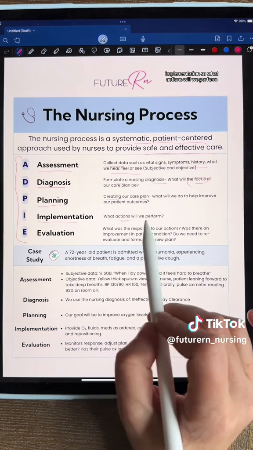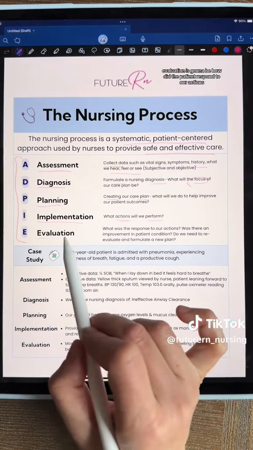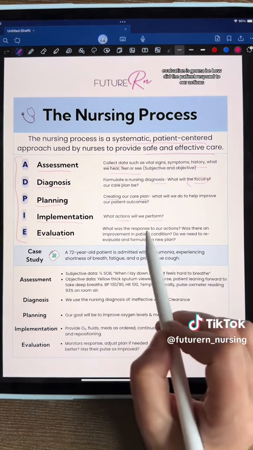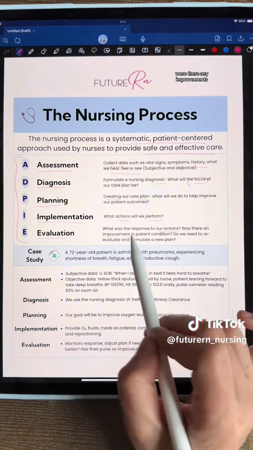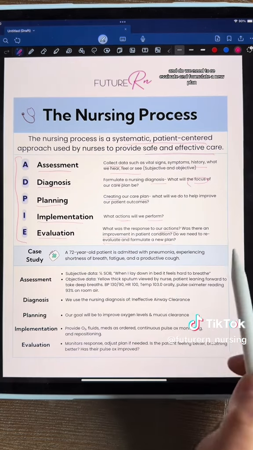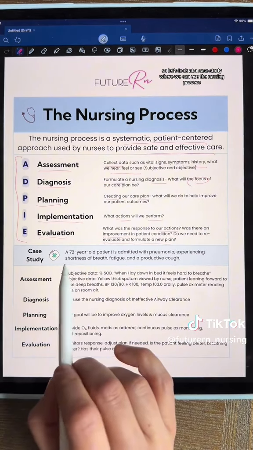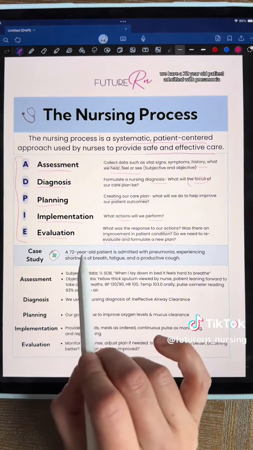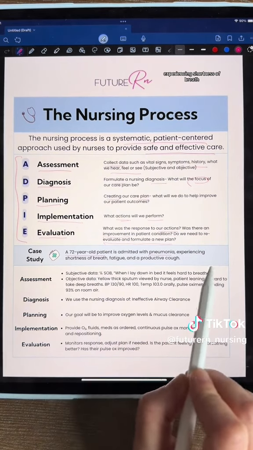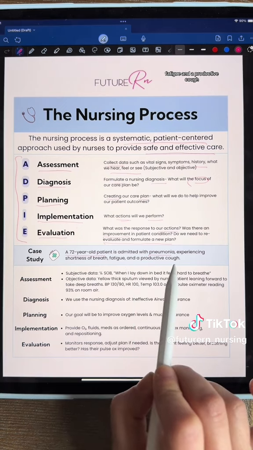Implementation, so what actions will we perform? Evaluation is going to be how did the patient respond to our actions? Were there any improvements, and do we need to reevaluate and formulate a new plan? So let's look at a case study where we can use the nursing process. We have a 72-year-old patient admitted with pneumonia, experiencing shortness of breath, fatigue, and a productive cough.